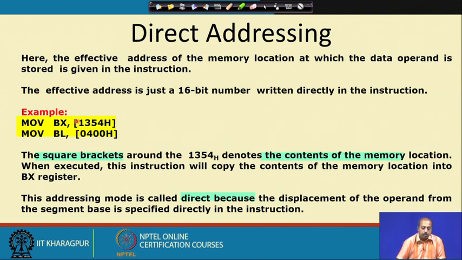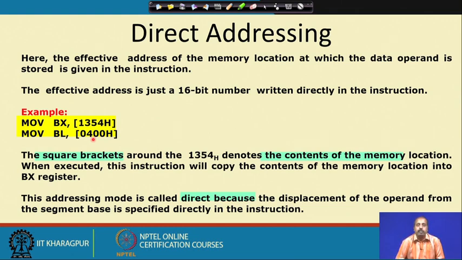The square brackets that we have identify that we are interested in the contents of that location. If these are not there, it means that it is actually the immediate addressing.